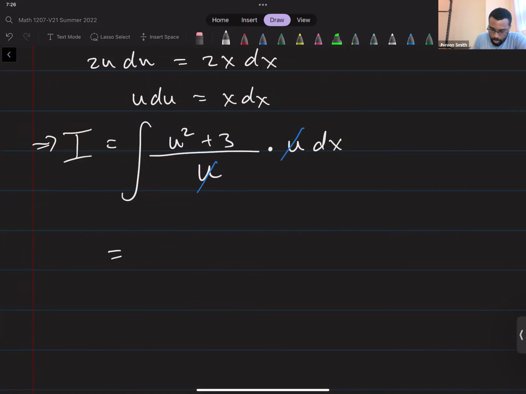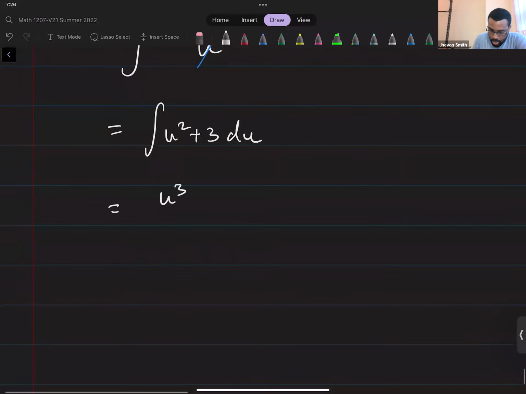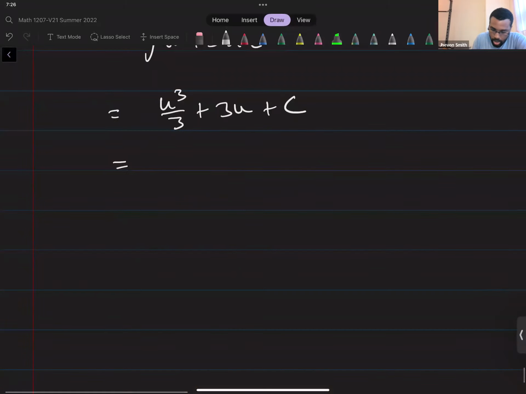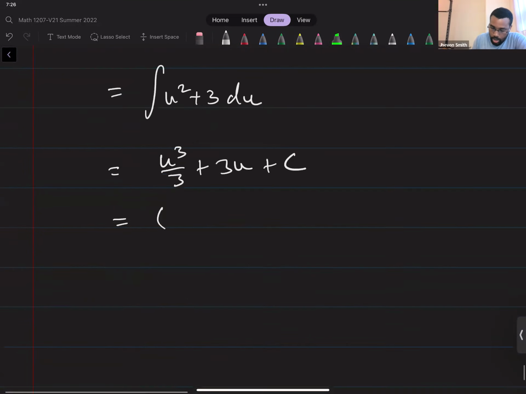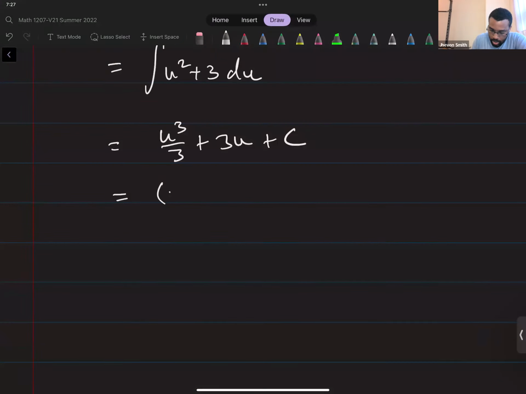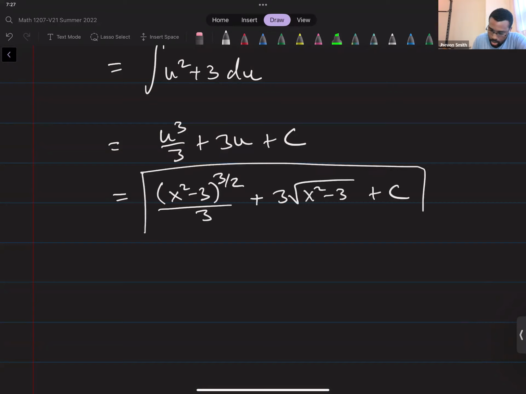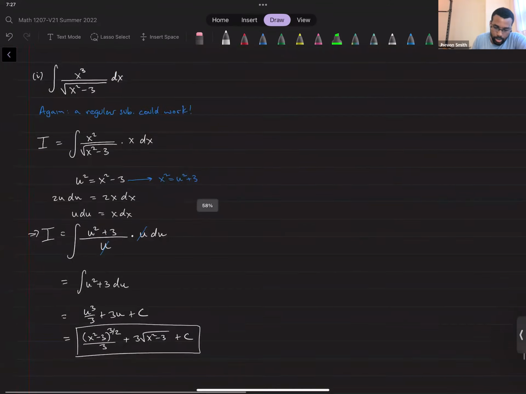Here the u's would cancel. So you just have that, which you can integrate. And then you plug in the u, which was, in our case, the radical of x squared minus 3. We have that.